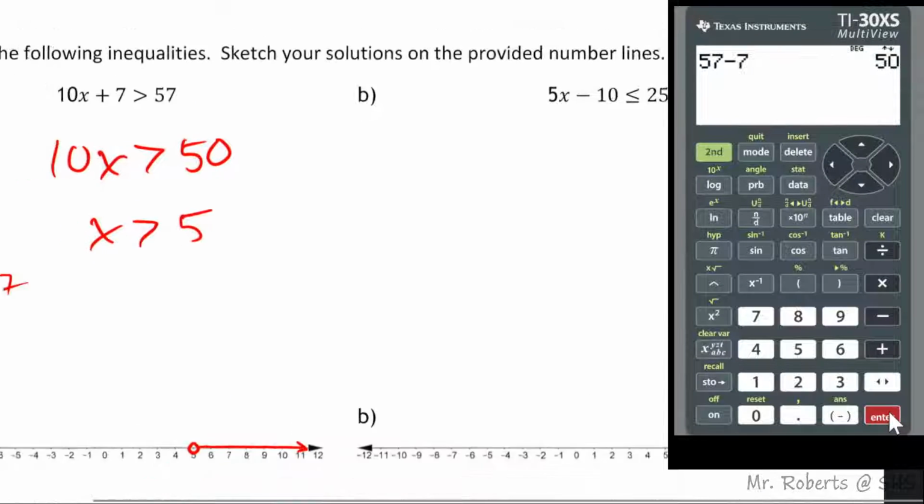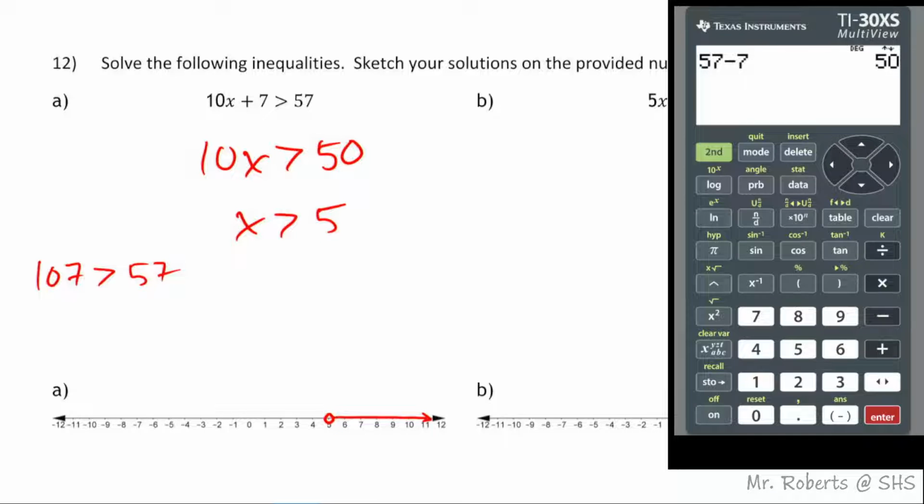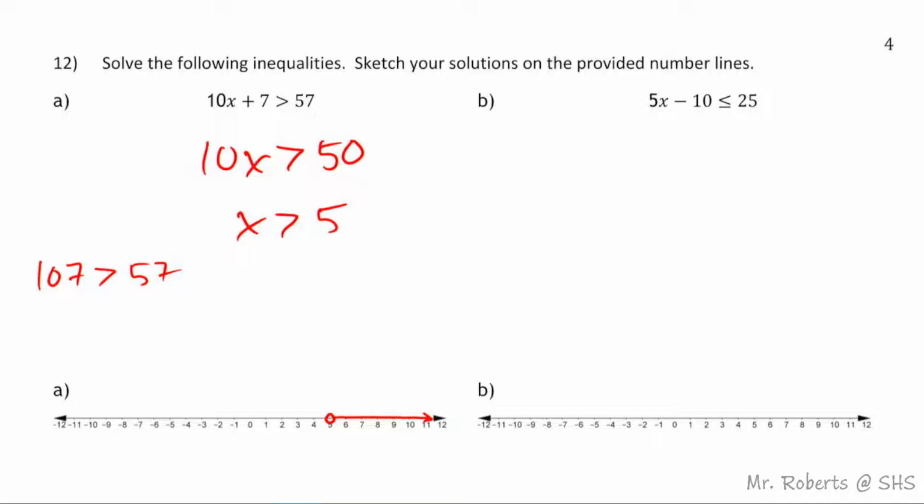For B, let me get rid of this calculator. It's right in the way. I'm going to add 10 to both sides so that I get that 5x is less than or equal to 35. So yes, I can add 10 to both sides of an inequality and not change the direction. We've investigated the conditions in which the truth of an inequality statement changes if you multiply by a negative or divide by a negative number. We've also looked at it in terms of boundaries too.